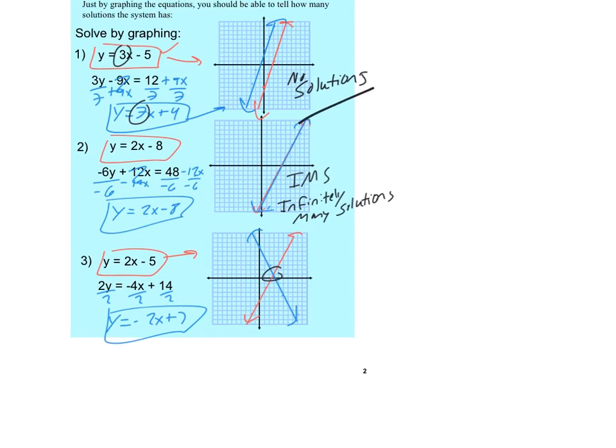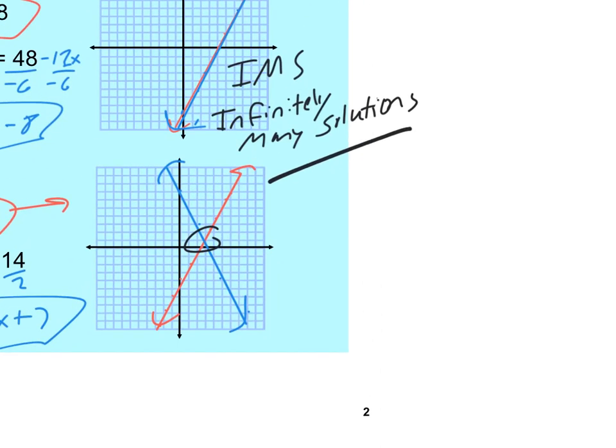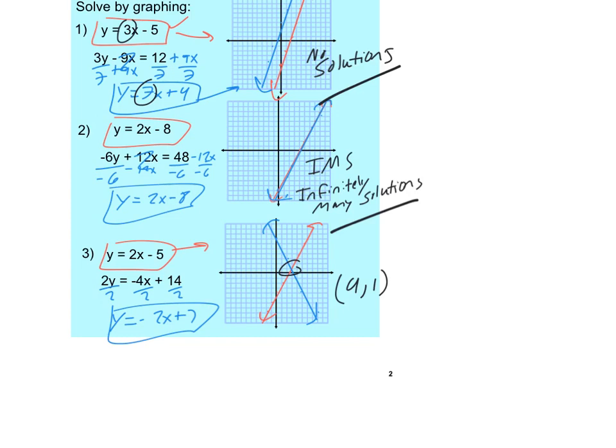So top one should have been a no solutions case. The second one was infinitely many, and this one again was a one solution, and maybe you found it to be (4, -1) or whatever it may be, okay? There's our three cases. There's some examples, guys.